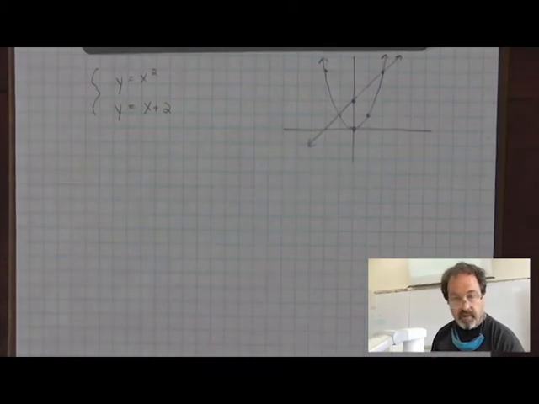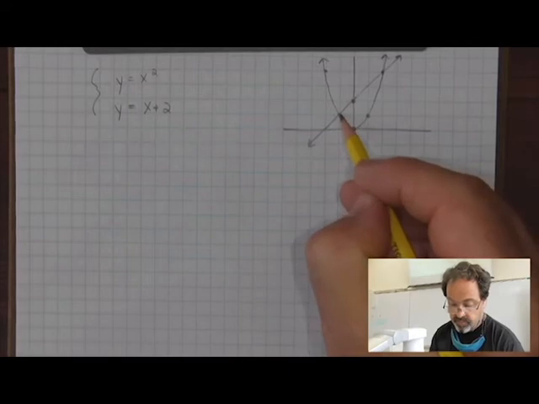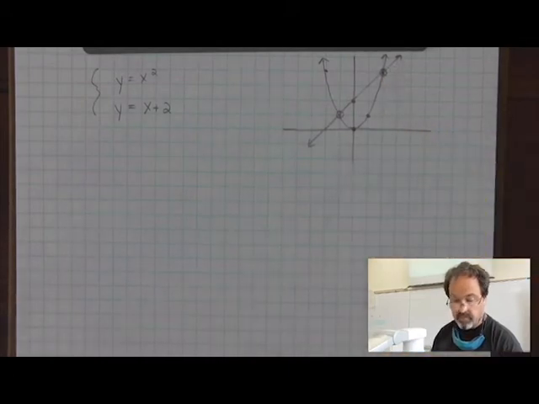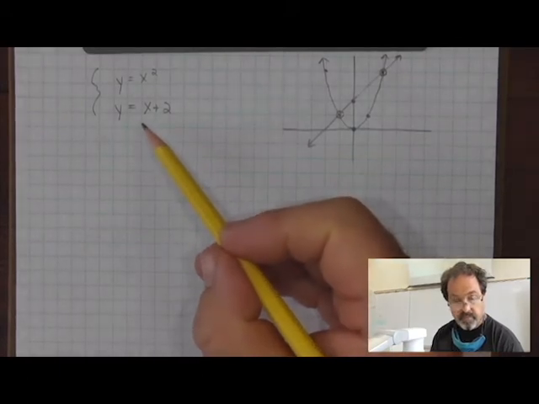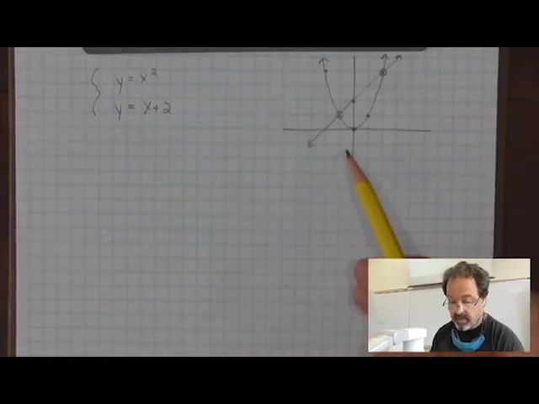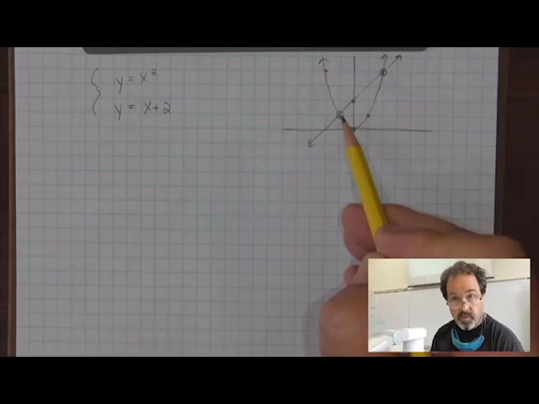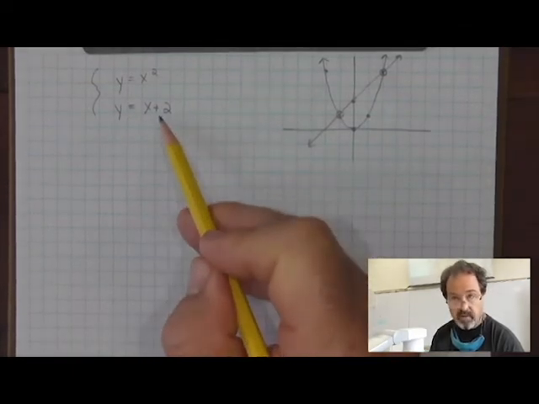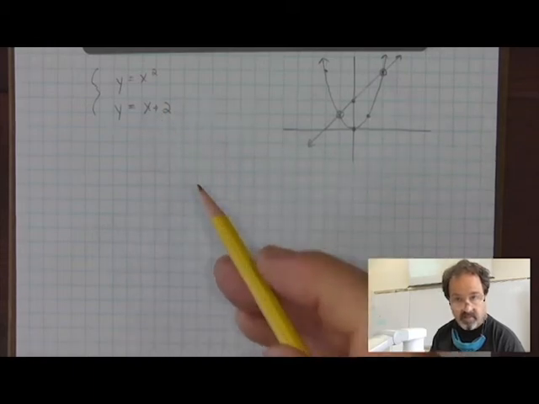There's a single graph that has both equations graphed on it. The intersections are the places where the graphs cross. They cross here and they cross there. Those are the solutions to this system. More precisely, the x and y values of the coordinates of these points of intersection are the solutions to this system. They're the numbers that you can substitute in for x and y that make both equations true at the same time.